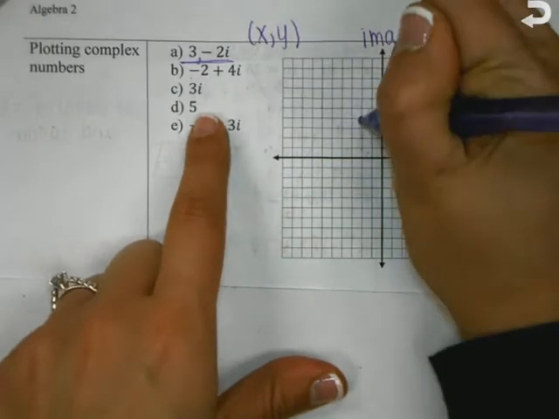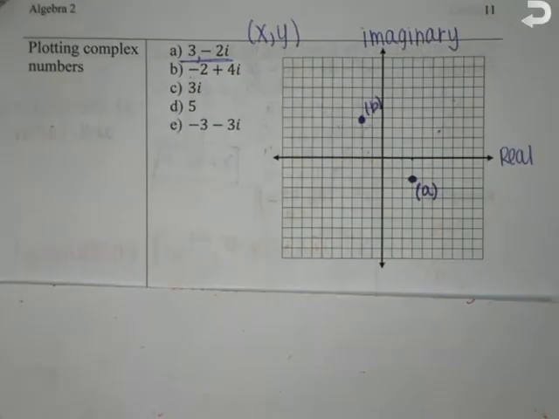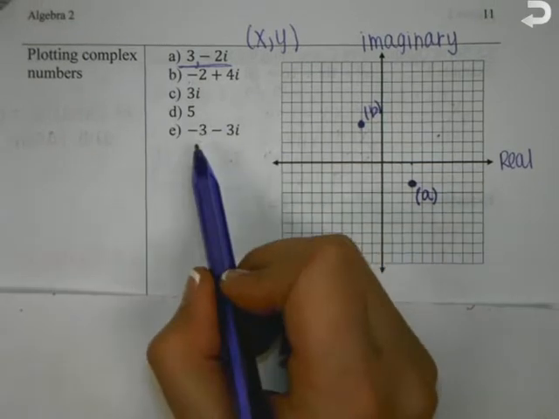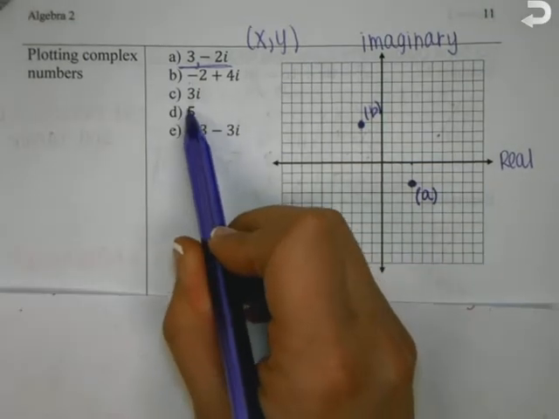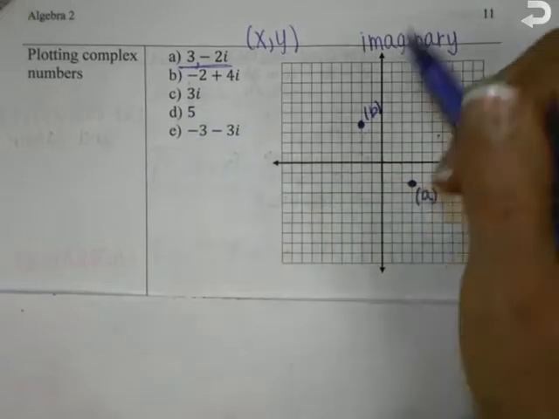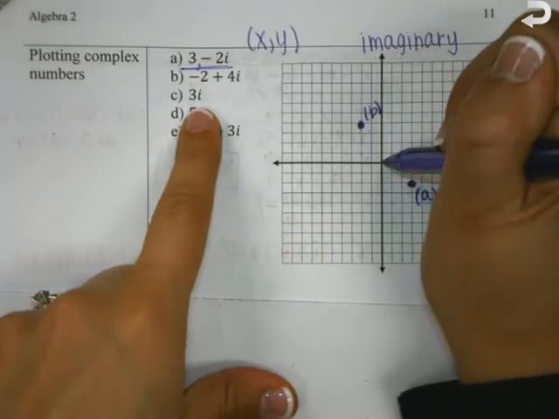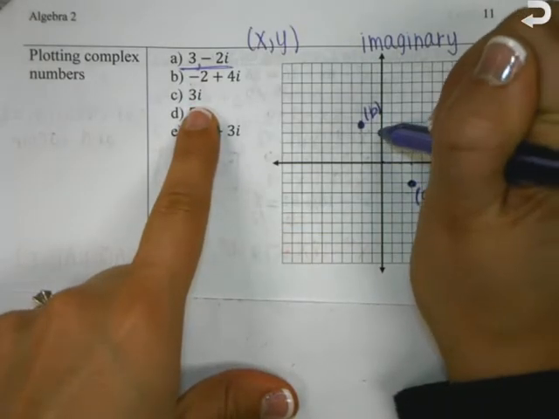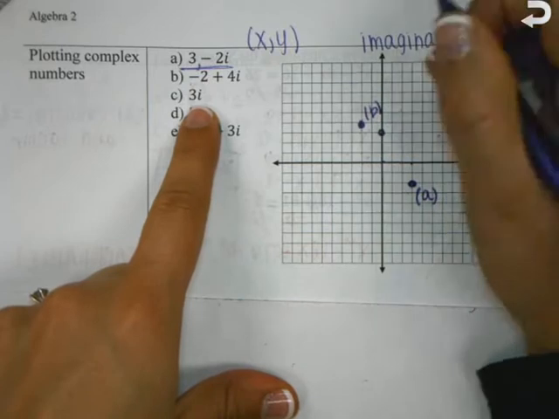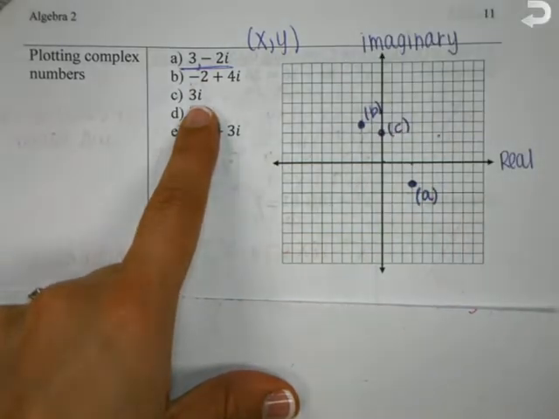So for C, 3i, what's the real number there? 3. There is no real number. Oh, so it's 0, right? So what is the imaginary number? 3. So we just go up 1, 2, 3. This is imaginary because there's an i attached to it. So then what about D? What's the real number there? 5. So go over 1, 2, 3, 4, 5. What's the imaginary? There isn't one, so you just put the point right there.